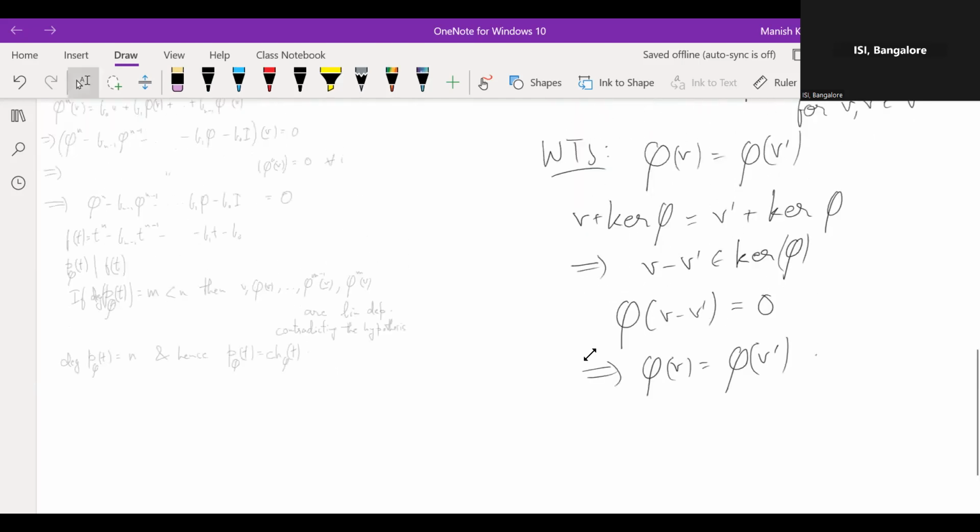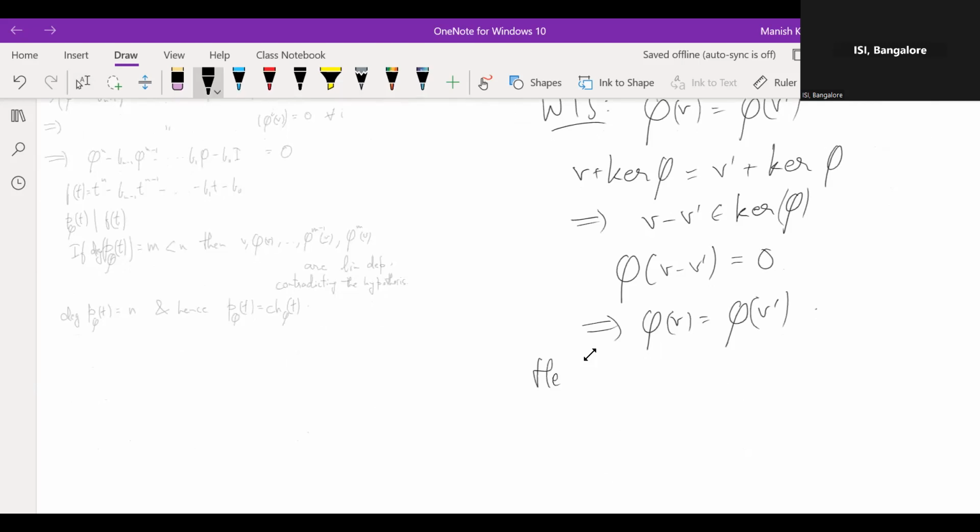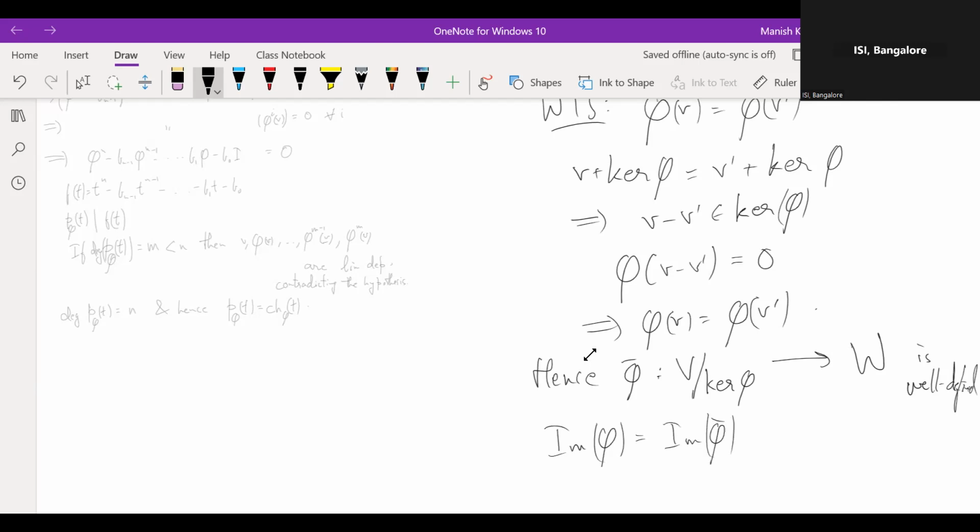And hence phi bar from V mod kernel phi to W is well defined. Of course, if W is bigger than the image of phi, then it is not going to be surjective, but the image of phi is equal to the image of phi bar, by definition of phi bar. Anything which is in the image of phi is also in the image of phi bar.